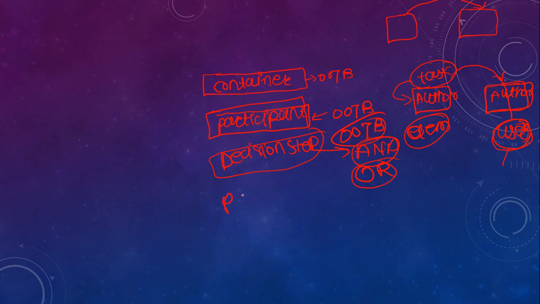Later, at the last, we have the process step. Initially I told you we have two types of steps: first one is out of the box and second one is customized steps. So how can we create a custom step? For creating a custom step, we need this process step. By using the process step, we can create custom steps.